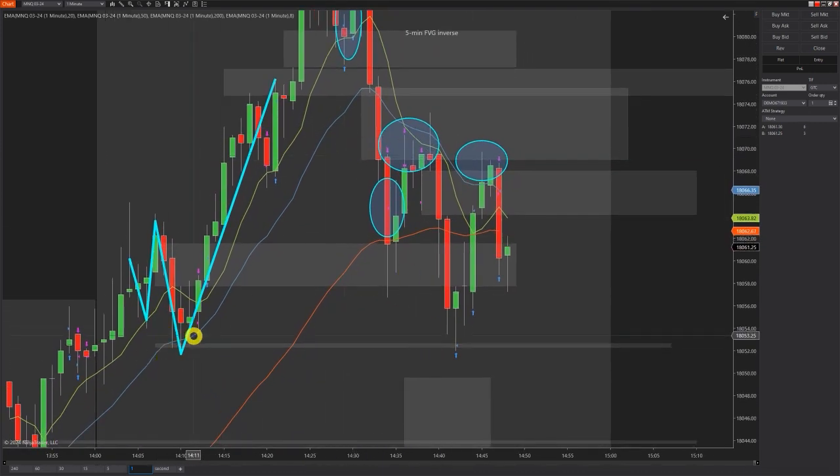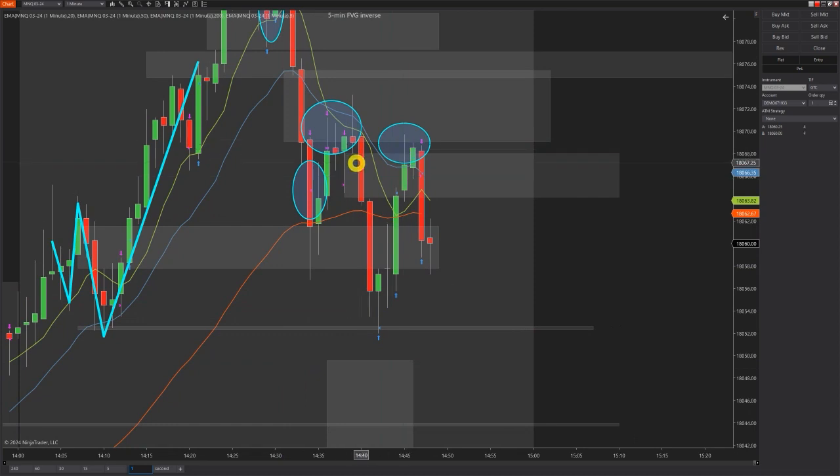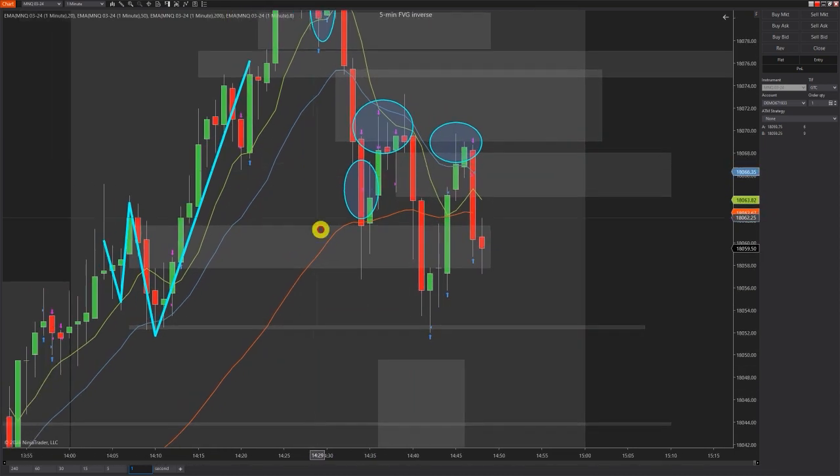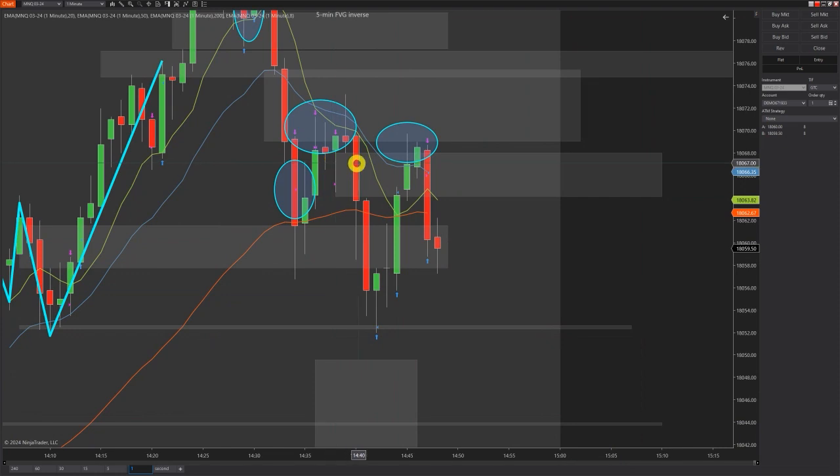It came down and swept this. We took our profits. It came up, break even for the back half. Came up, and when it came up and started to go down, it created another fair value gap. So when it came up to break even, I noticed it was pulling up into a fair value gap that it had just created.